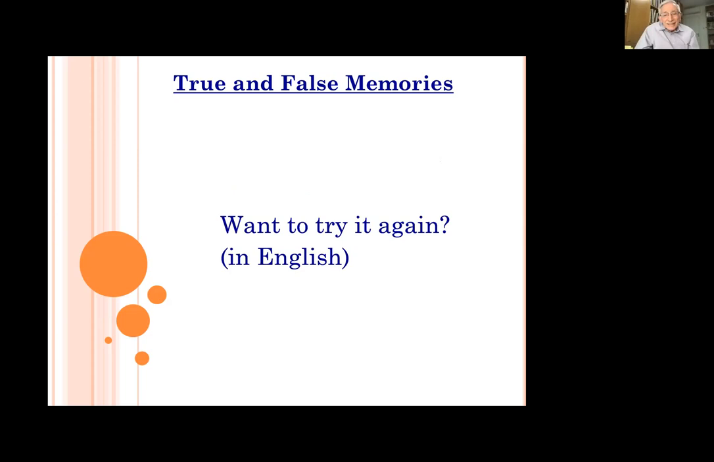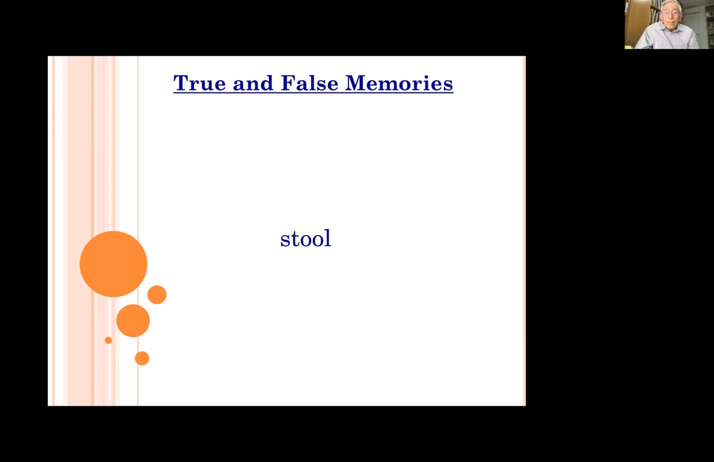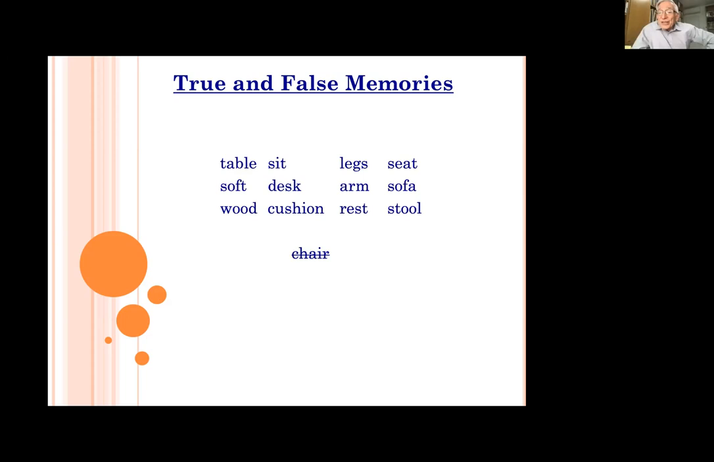Ready, set, go. Remember all the words. Okay, words. Table. Stool. Soft. Stool. Table. Sit. Cushion. Soft. No, soft wasn't there, did it? Soft was there. Chair wasn't there. Rest, yes. In fact, chair was not there. Saying that chair wasn't there means that it pulled up the word chair to your mind in any case.